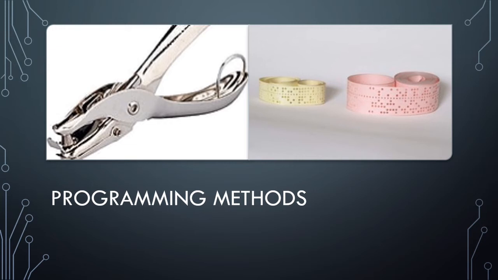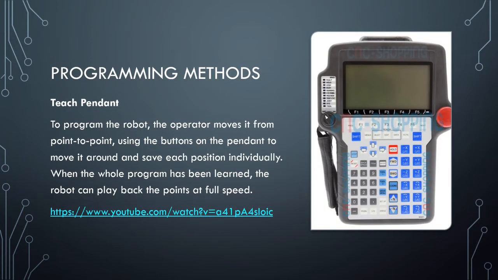So if you make a mistake or if you need to make a slight change, it's a lot easier now. A lot of the programming methods are computerized, and they're a lot simpler. So we'll take a look. The first programming method that we have is the teach pendant. Some of you may have seen this in the ATC lab. There is a robotic arm there that can be programmed with the teach pendant.